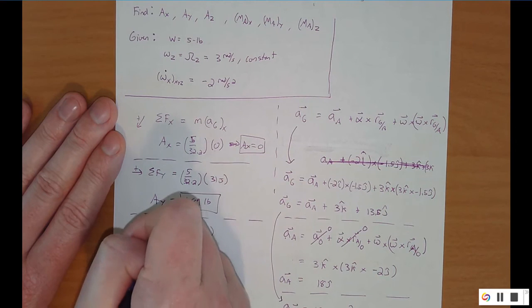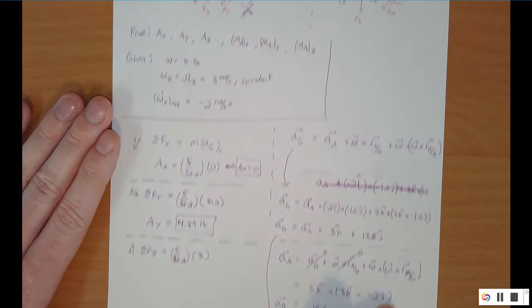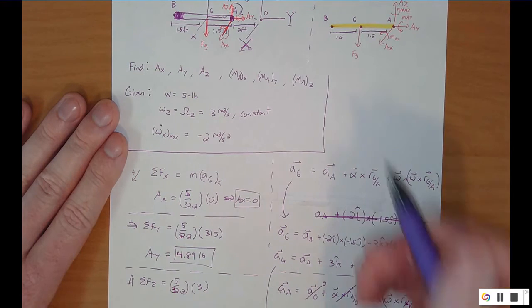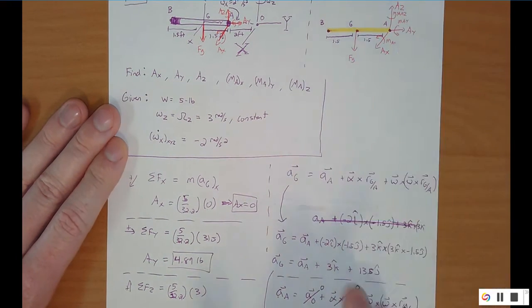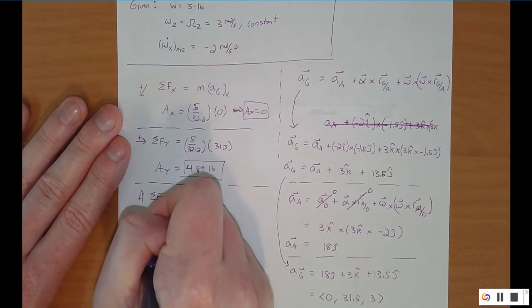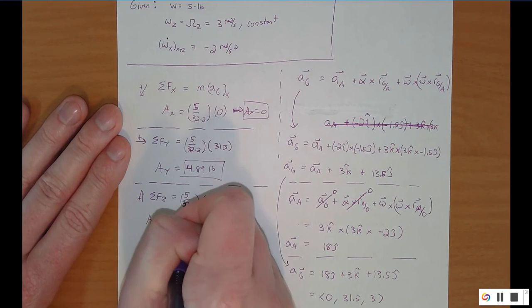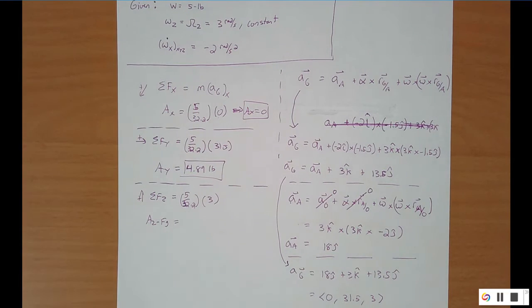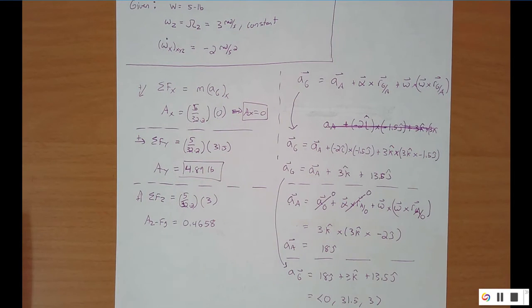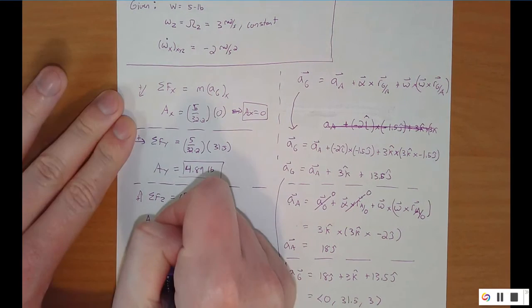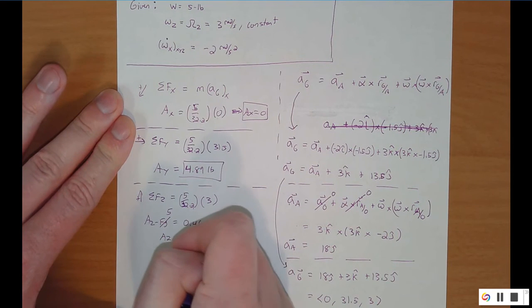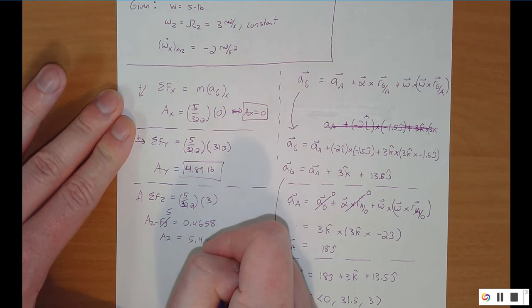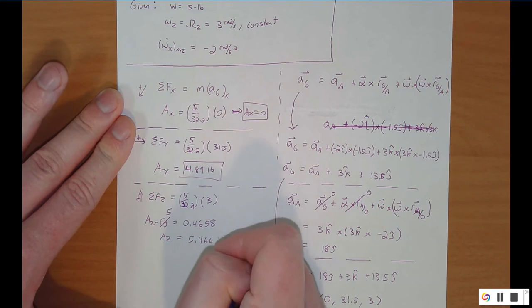That's going to be up. In the z direction, we have weight going down. Do not forget to include weight here. And we have AZ going up. So we will have AZ minus FG equal to, and my right-hand side is 0.4658. My weight is just 5 pounds, so therefore AZ becomes 5.4. If you round it, it's 4.7, but we'll go 4.66 pounds for now.